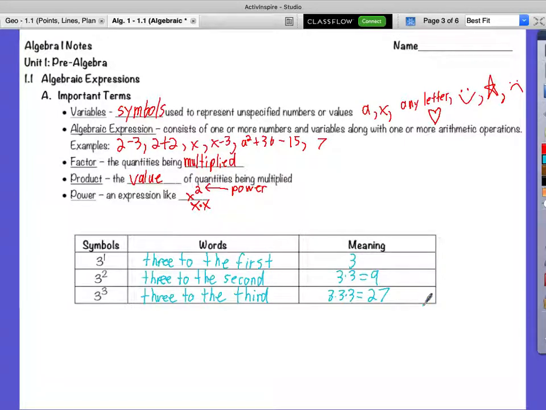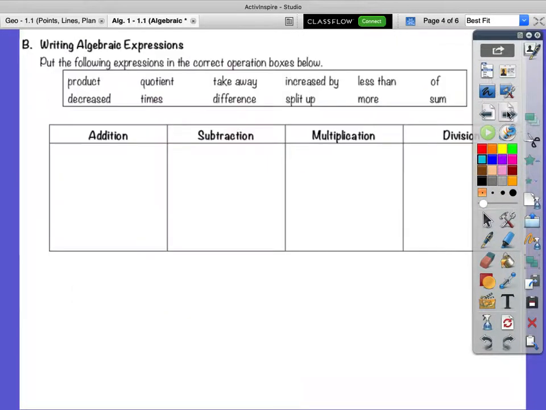Okay. Questions on any of that? So far, so good, right? Okay, we're rolling here. Good work. Okay? So we're going to have these algebraic expressions here. Now, we're going to learn how to write them a little bit more.